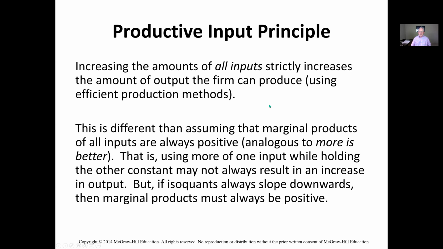Now, this is from your authors, the productive input principle. Increasing the amounts of all inputs strictly increases the amount of output the firm can produce. So if we increase both capital and labor, then we would necessarily see an increase in output. Now, this is different from assuming that marginal products of all inputs are always positive, analogous to more is better. Note that we now have not only a marginal product of labor, but in this long run scenario with variable capital, we also have a marginal product of capital.